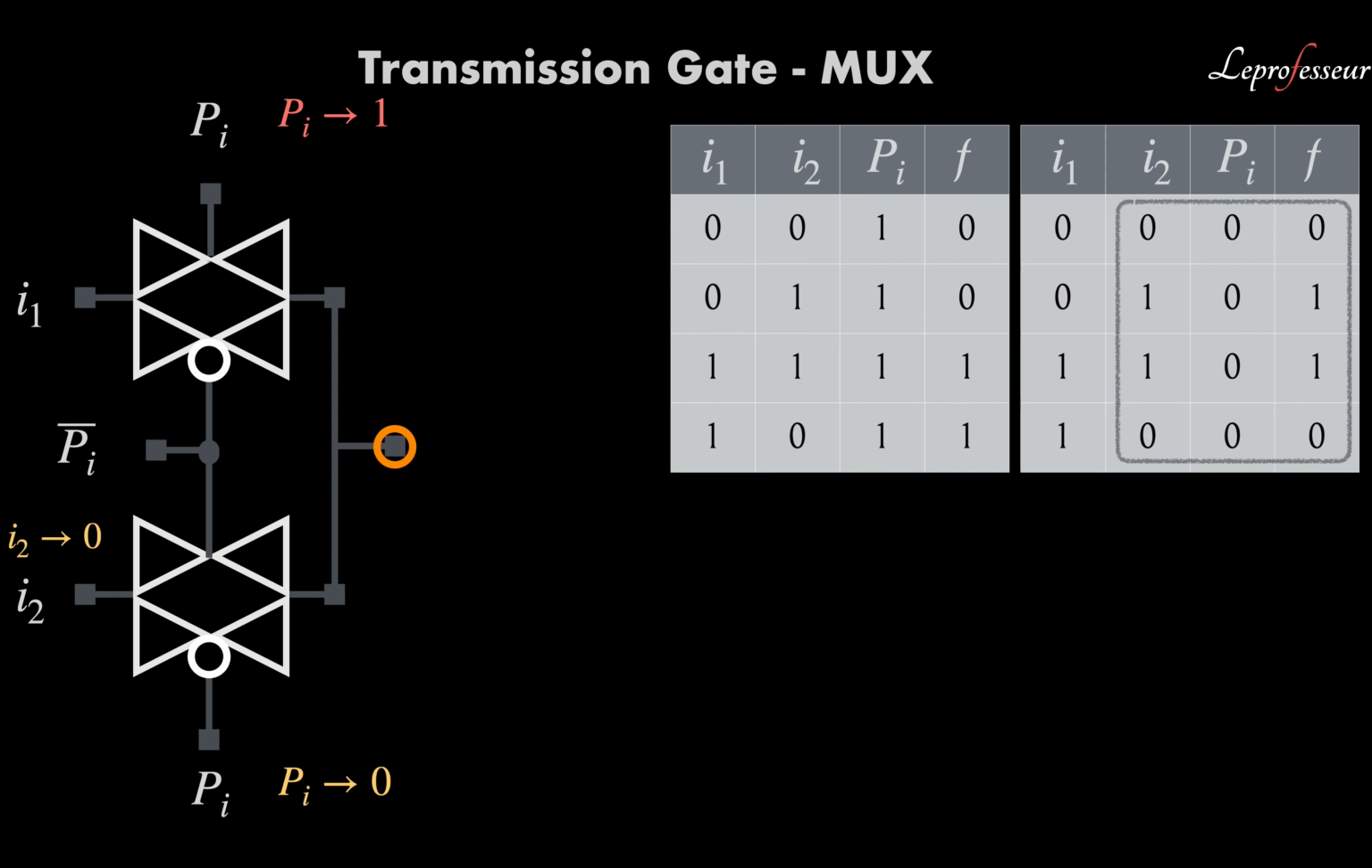Now let's look at what happens when I2 is 0. The NMOS will produce a stronger 0 at the output. Good.